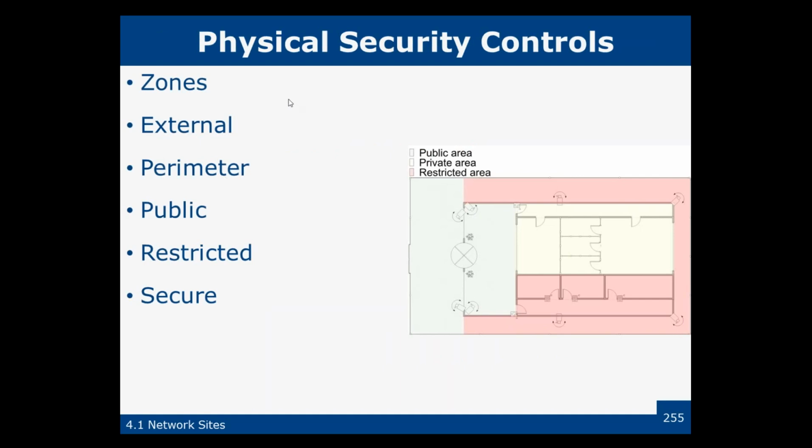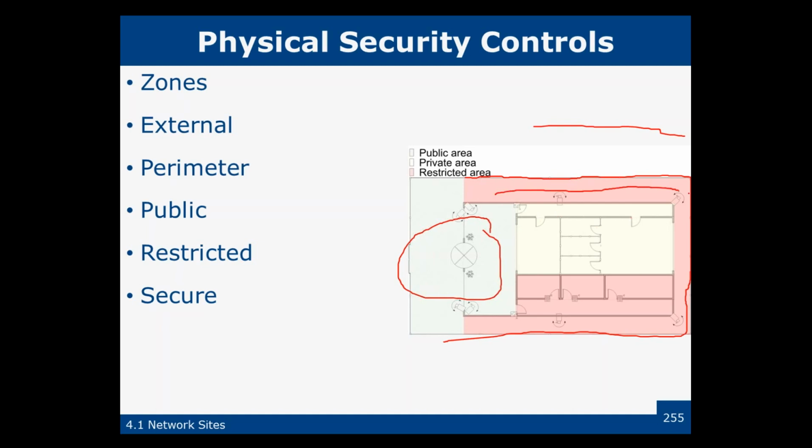Physical security, different zones. External, and this one, external is outside of the company, out here somewhere. And then the perimeter is going to be the areas around the building. Public up here where anybody can be, the public area, you go into a business, the reception area, places like that. Restricted area is going to be out here in the pink area where most of the employees are going to be, because we don't want just anybody being able to go back here. And then we have secure areas where only certain individuals can go.